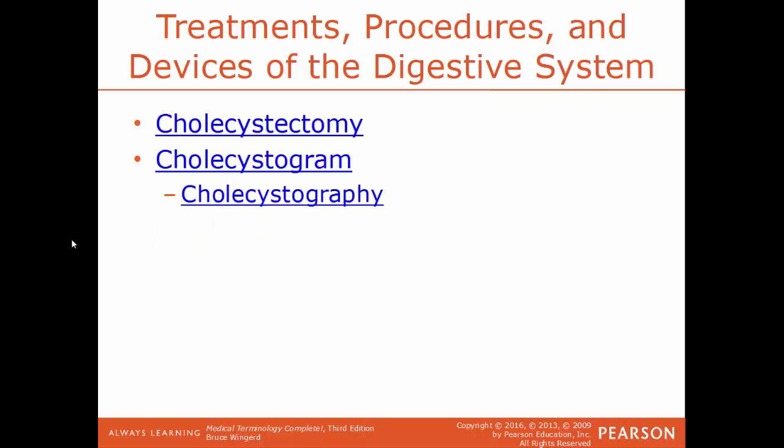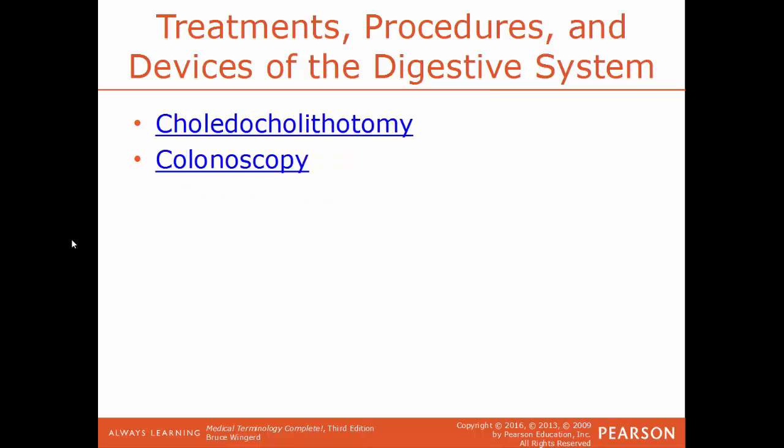So our next term, cholecystectomy, is the surgical removal of the gallbladder. Cholecystogram. This is an imaging technique, a radiograph of the gallbladder. The X-ray examination used to detect the presence of any gallstones would be our next term, cholecystography.